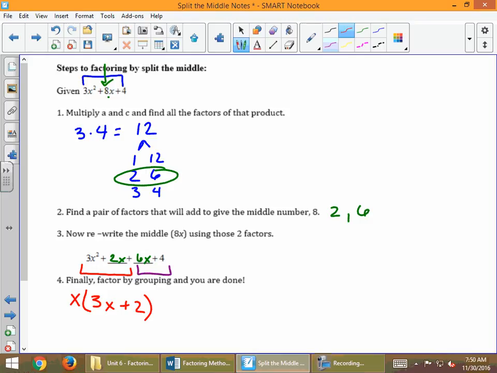Then look at the next two, between 6 and 4. What can we take out? 2. And then what do our leftovers have to be? 3x plus 2.